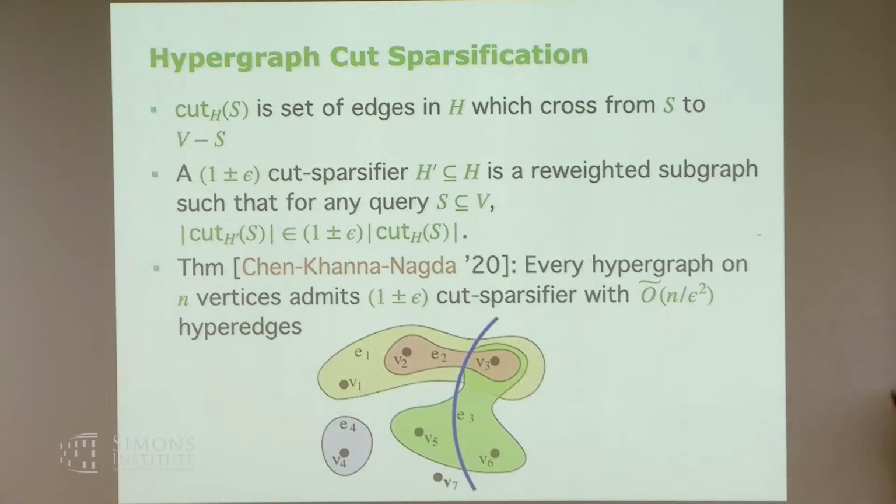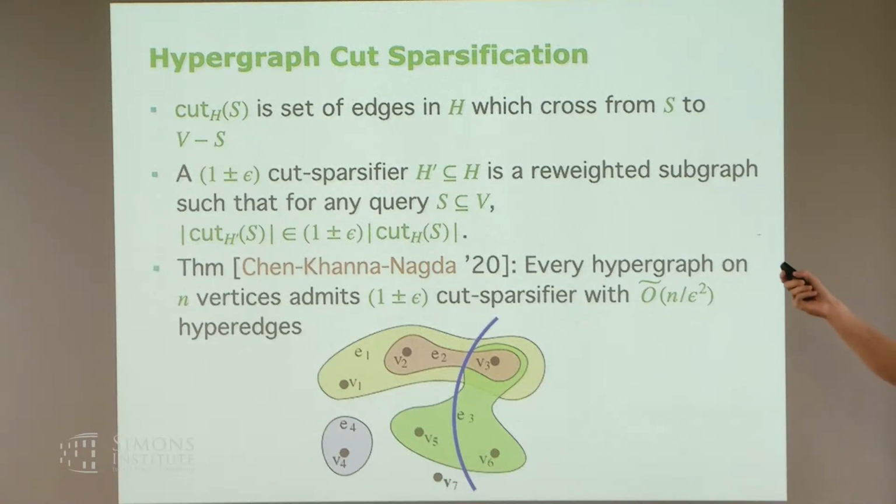Because of this wide appeal of the notion of cut sparsification in graphs, a natural follow-up question was to study the ability to sparsify hypergraphs while still preserving their cuts. This was studied, starting in the 2010s, by Roby and the Kogan-Krauthammer paper, but ultimately settled by the paper with you. I don't know if he's here right now, but then Sanjeev and Ansh as well. Here they showed that every hypergraph on n vertices admits a 1 plus or minus epsilon cut sparsifier, where the number of hyperedges is again near linear in the number of vertices.